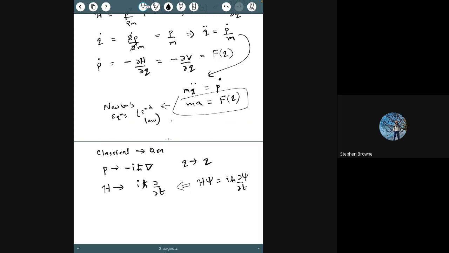So these Hamilton's equations, the fact that they give you Newton's laws, this is only true for conservative fields. So if you remember, Newton's laws are also actually valid only for conservative fields.